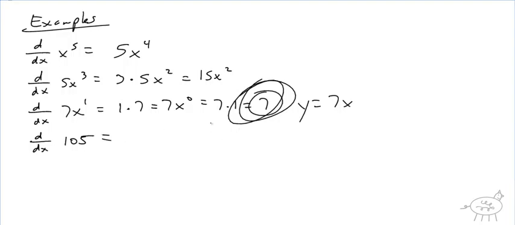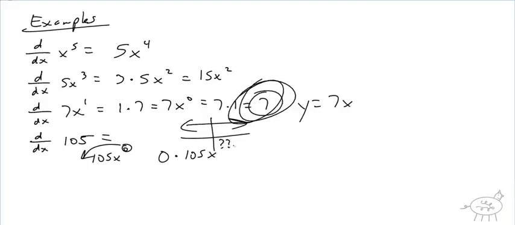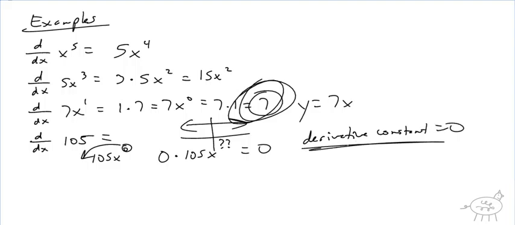Okay, d by dx of 105. Well, isn't that a horizontal line here at 105, right? What's the slope of that? It's equal to 0. Let's do it mathematically. Isn't that 105 x to the 0 power? So let's put the 0 in front. So you get 0 times 105. That doesn't matter what that is, but you should really know the derivative of a constant is 0. You really should know that. But that does come out to 0. So the derivative of a constant equals 0. Very important.